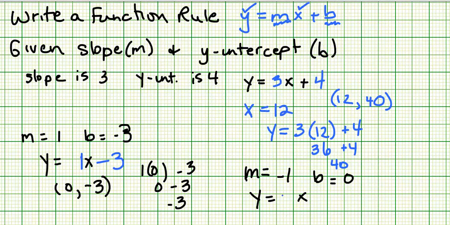M always goes in front of the x. You could write it as -1x like I did, or you can write it as -x. On Moodle, I tried to write the quizzes so that it would know to accept either situation. You could write +0 if you wanted to. You could write -0 if you wanted to. There really is no need to do that. Easiest case would be to write y equals -x. And that would be the function or the rule for our scenario where the slope is -1 and the y-intercept is 0.